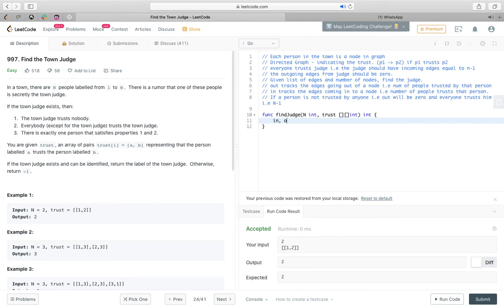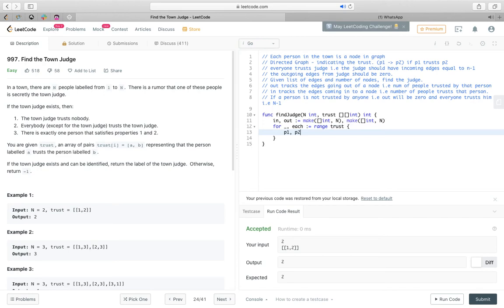So we'll be taking 2 arrays to manage my ingress edges and my egress edges. This is how it is going to be. I'm using Golang here, so this is how you initialize the arrays. Now we go through each of the trust entries.